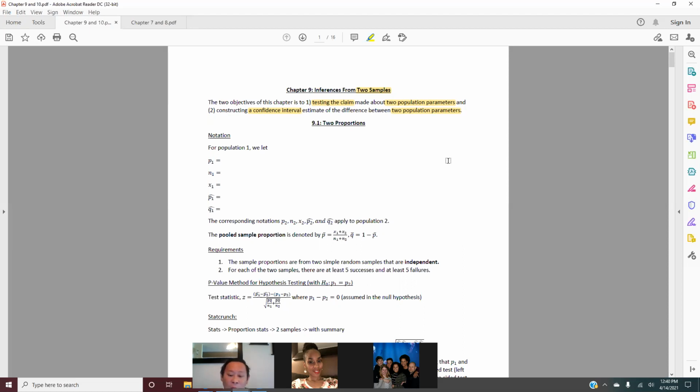So make sure you know this when you do my finals. Chapter 9 is for when you have two groups. So they give you more information, because last time they only gave you one mean, one standard deviation, and one sample size.